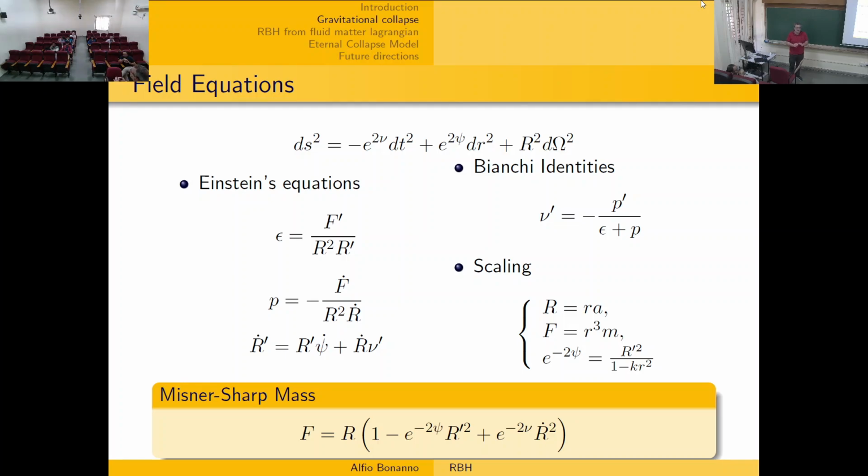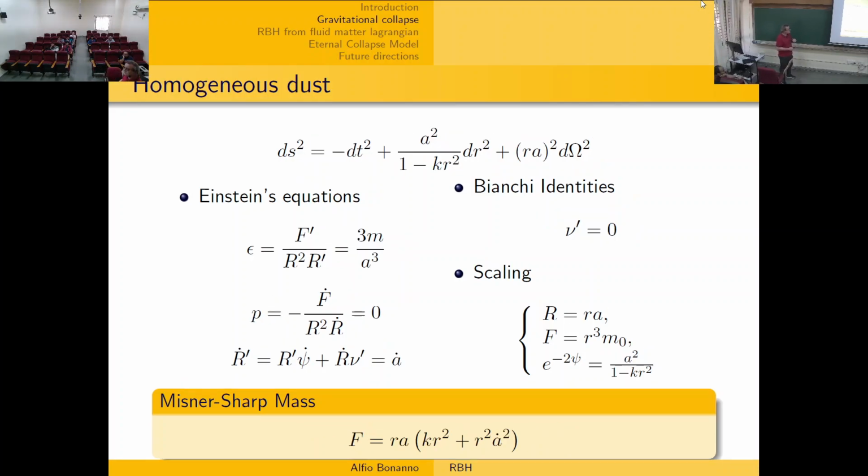So imagine that you consider some radius coordinate, and you ask yourself, how can I define a mass enclosed in this radius? In a sense, the idea of the Misner-Sharp mass is a measure of the local energy density at some given radius. Because we know that in GR it's not possible to have a consistent definition of energy, and the only mass is the ADM mass at infinity.